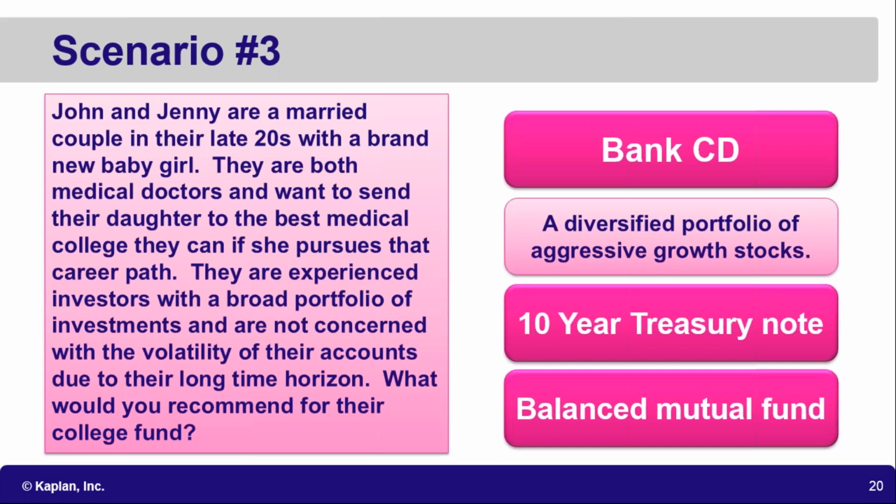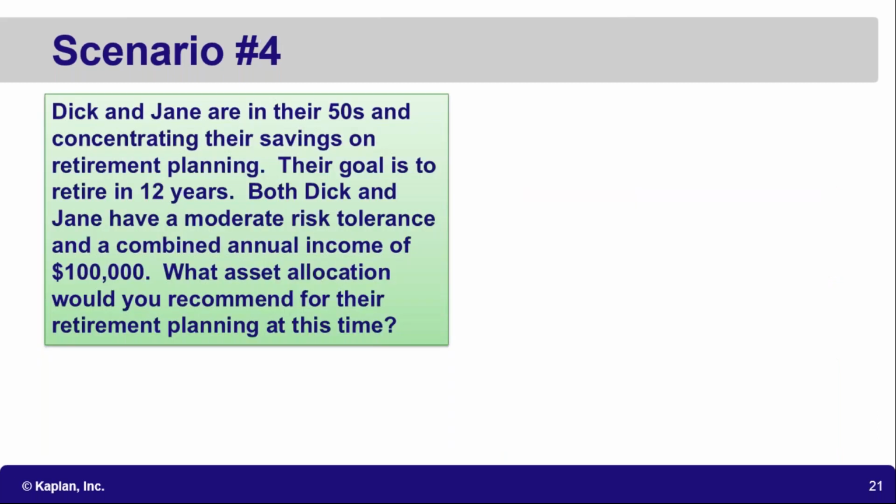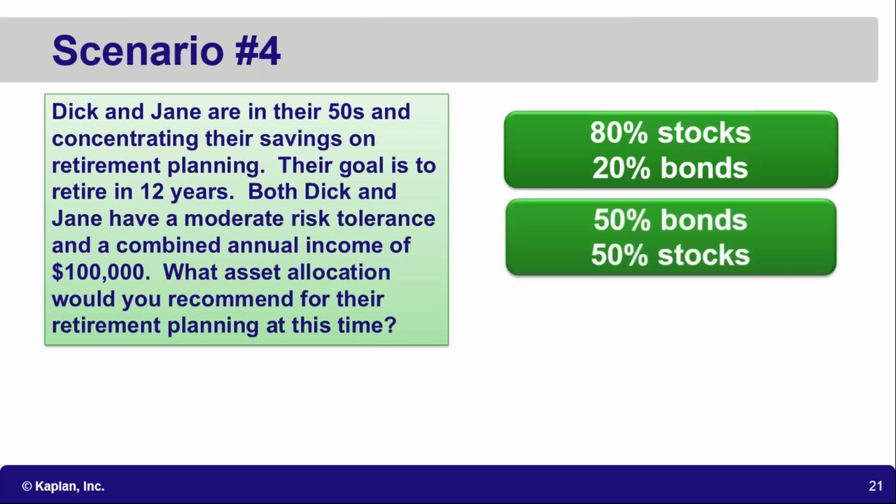Dick and Jane are in their 50s, concentrating their savings on retirement planning. Their goal is to retire in 12 years. Dick and Jane have a moderate risk tolerance and a combined income of $100,000 per year. What asset allocation would you recommend for their retirement planning at this time? Again, this is very subjective, but we're trying to pick the best answer here.